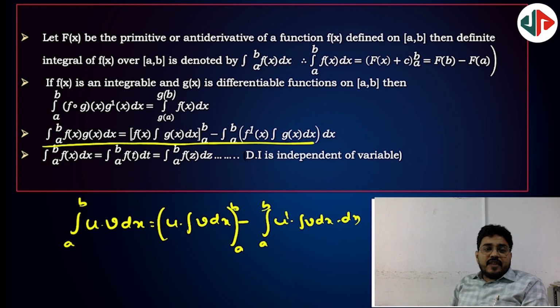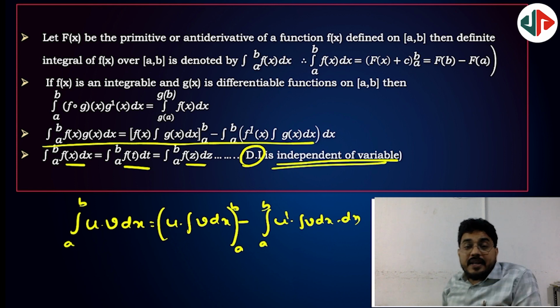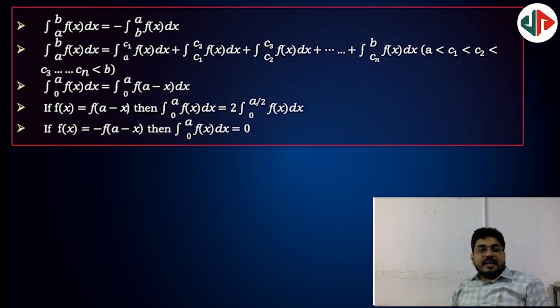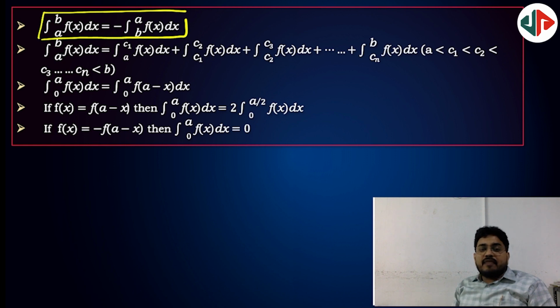Integral a to b f of x dx, or a to b f of t dt, or a to b f of z dz. So definite integration is independent of the variable. You can keep on changing the variable; accordingly, the values also change. And these are very important properties. Integral a to b f of x dx is equal to minus integral b to a f of x dx. Here the lower limit and upper limit are interchanged.